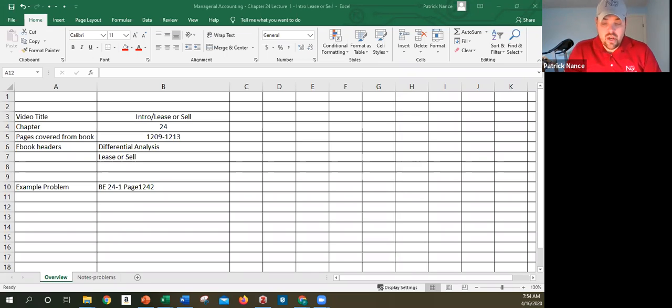So sunk costs should not be taken into account either. So it gives you an example here, Exhibit 2. To illustrate, on June 22nd of the current year, Marcus Company considered leasing or disposing of the following equipment. They give us the cost, the accumulated depreciation, and the book value.